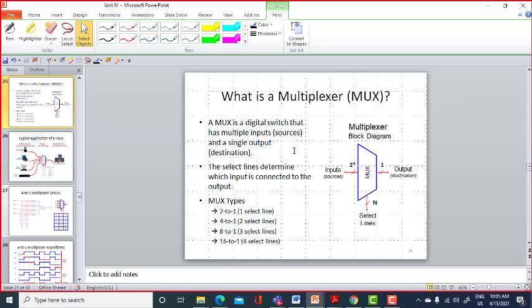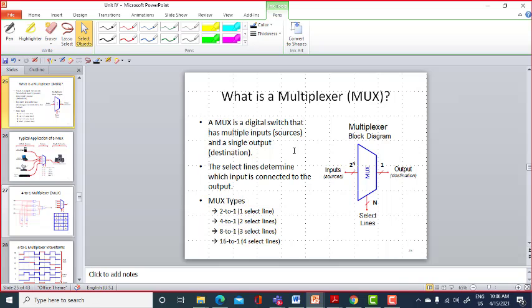Okay. So what is a multiplexer? It's nothing but a digital switch that has multiple inputs and a single output. Along with the inputs you will be having select lines also. So based on the select lines, the select lines will decide which input has to be transferred to the output.